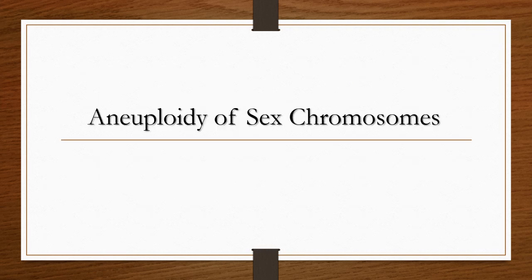Let's see some of the aneuploidy cases, the disorders related to sex chromosomes. Aneuploidy means addition of one or more chromosomes or loss of one or more chromosomes. Now we need to observe that condition in sex chromosomes. If there is addition of one or more sex chromosomes or loss of one or more sex chromosomes, then what disorders or syndromes can we observe? Let's see that.